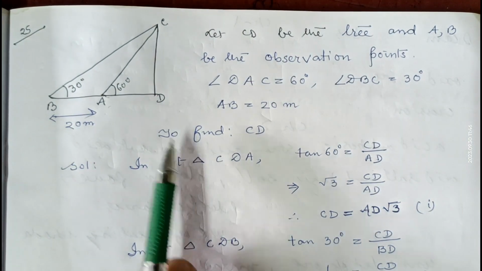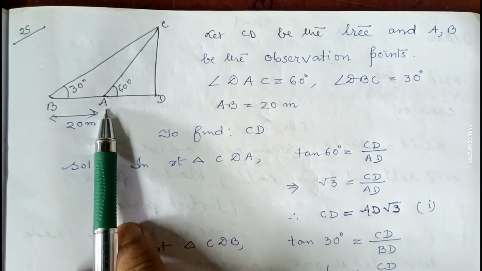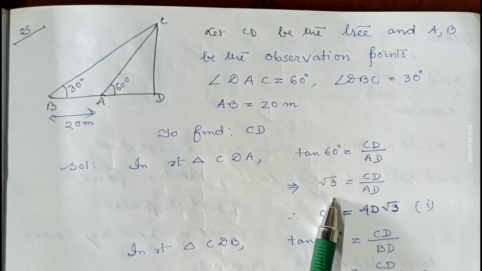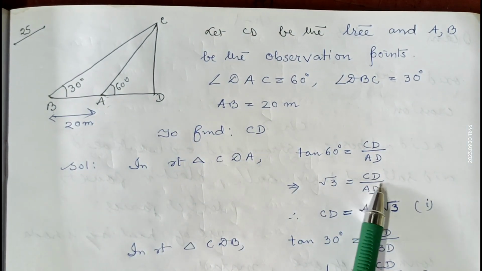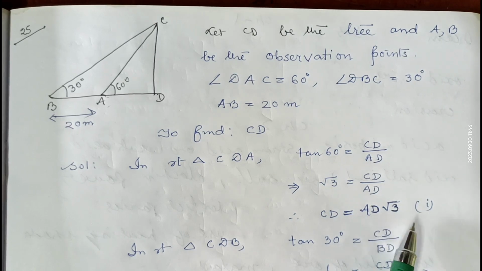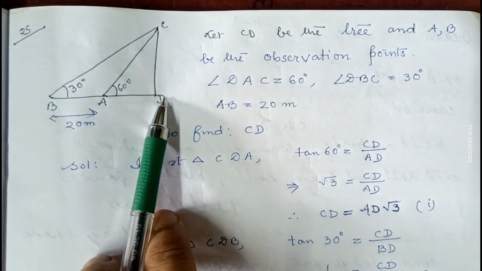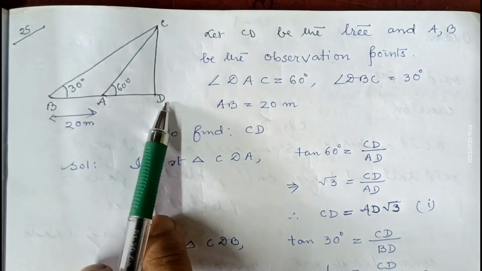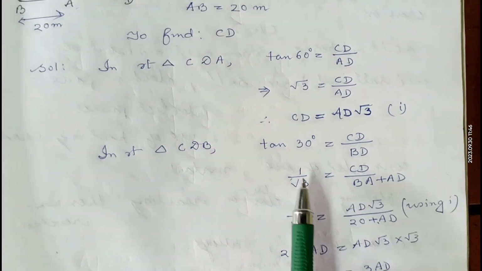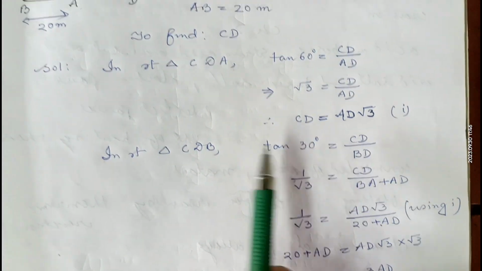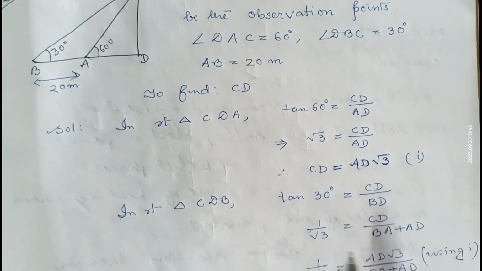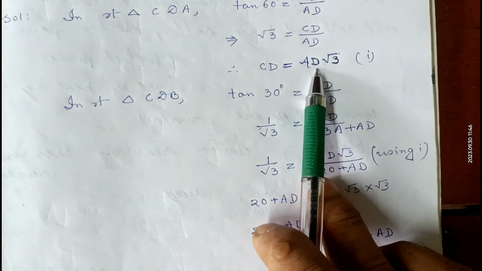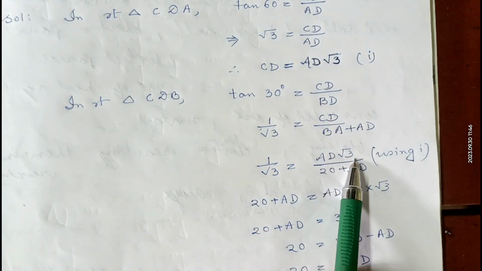Now in triangle CDA, we are going to calculate CD. Now tan of 60 will be CD by AD. Tan 60 value is root 3, so root 3 is CD by AD. So CD equal to AD root 3. Let it be equation number 1. So from the first triangle we got CD. Now in the bigger triangle CDB, tan 30 will be CD by BD. Tan 30 is 1 by root 3. BD can be written as AB plus AD. So 1 by root 3 equals to CD, we got AD root 3, CD we can write AD root 3.